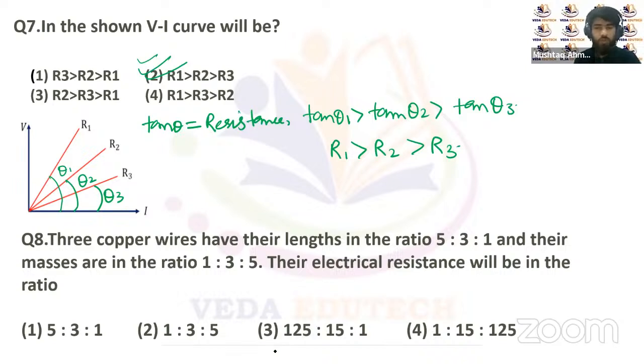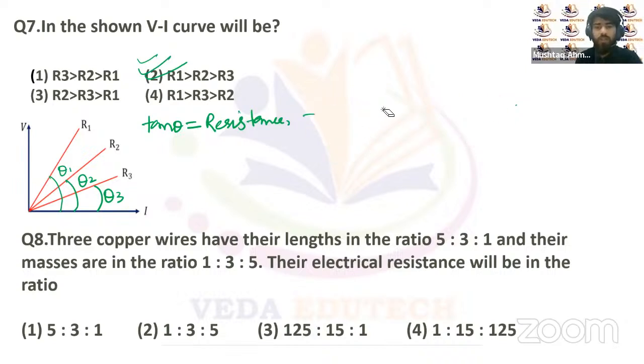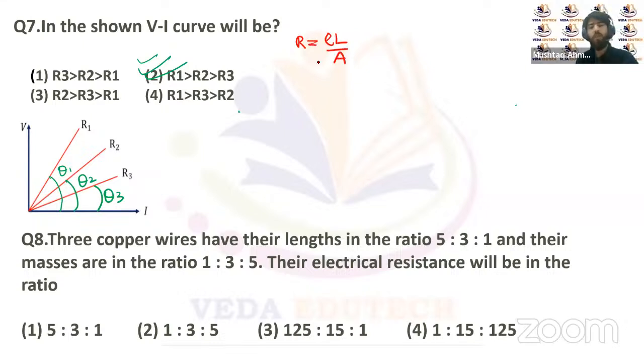Now let's focus on question number 3. Three copper wires have their lengths in the ratio 5:3:1, and their masses are in the ratio 1:3:5. Their electrical resistance will be in the ratio? We know that the resistance of a conductor is given by R equal to rho L upon A. So the resistance of a conductor depends upon the length and the area of cross section of the conductor. If we increase the length of a conductor, the resistance will increase. If we decrease the area of cross section of the conductor, the resistance is going to increase, right?